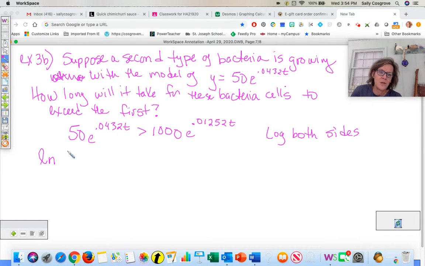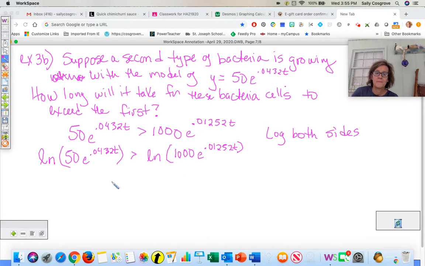So I'm going to take the natural log of 50 times e to the 0.0432 t power. Okay. And all that is the argument. Is greater than the natural log of 1,000 e to the 0.01252 t. Okay. All right. So now look inside the parentheses. What do you have going on?